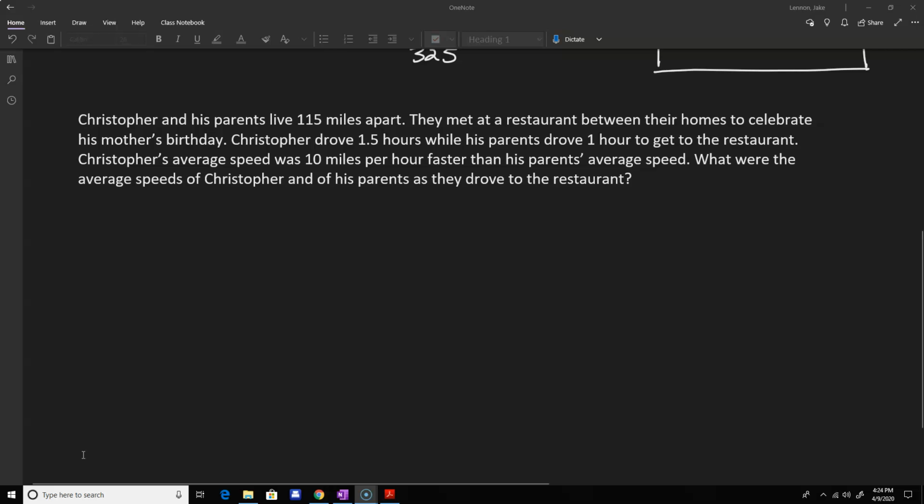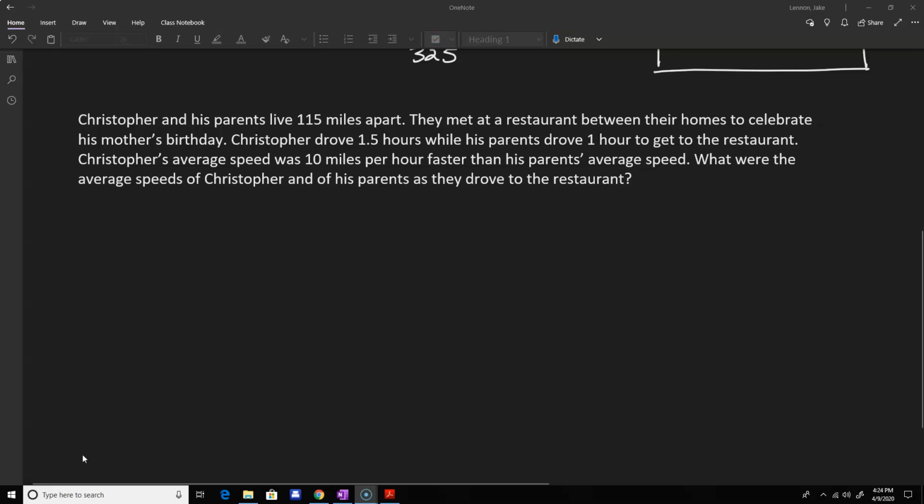We have Christopher and his parents. They live 115 miles apart, so that's a distance. They met at a restaurant between their homes, somewhere in between, to celebrate his mom's birthday. Chris drove for 1.5 hours while his parents drove 1 hour. Christopher's average speed was 10 miles faster than his parents' average speed. So what were the average speeds of Chris and his parents as they drove to the restaurant?